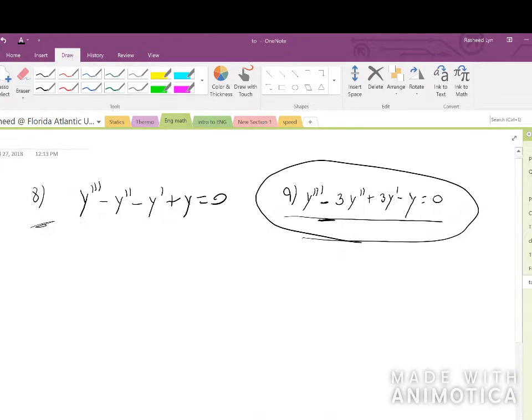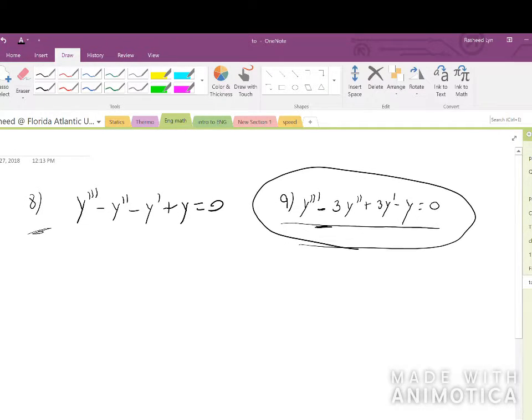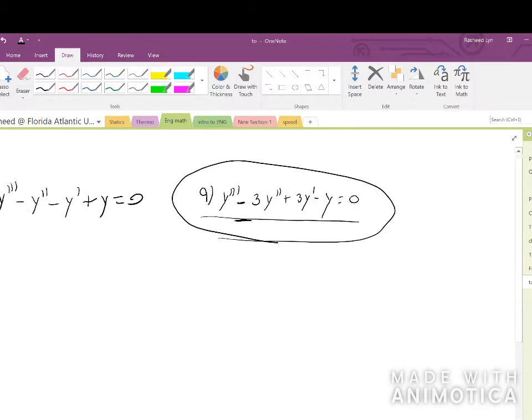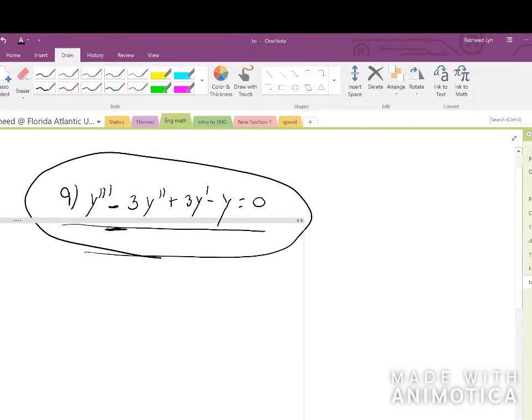But there are different kinds of corresponding equations, depending on your r values. If you had a negative value, you will have a different equation. If it was an imaginary number, not negative but imaginary, I'll explain that in another video another time. So let's get to work with this problem right here.